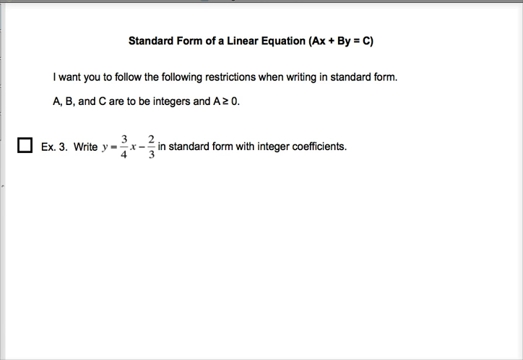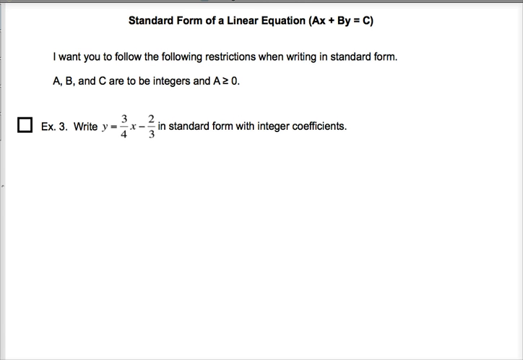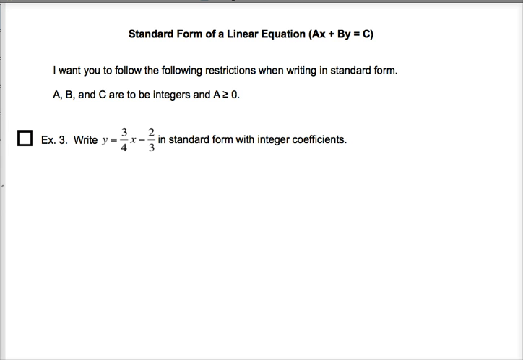Well, the third and final form we'll discuss with a linear equation is standard form. Standard form means you're going to get x and y on the same side. I want the x term first. And we're going to make it so that the numbers in front, or the coefficients, a, b, c, are integers. I also want a to be positive. A has to be greater than or equal to 0. So non-negative.